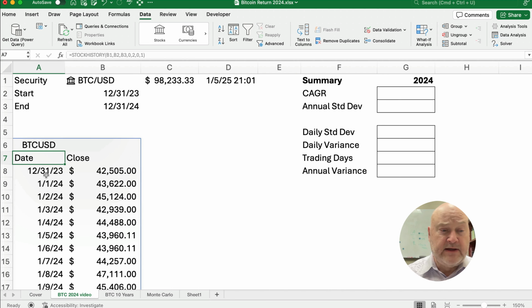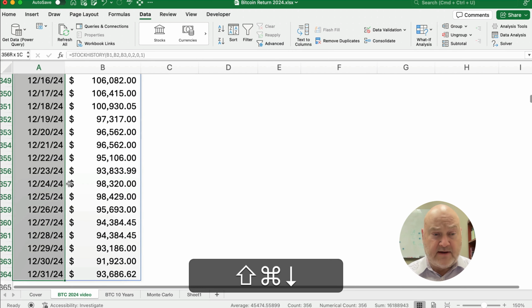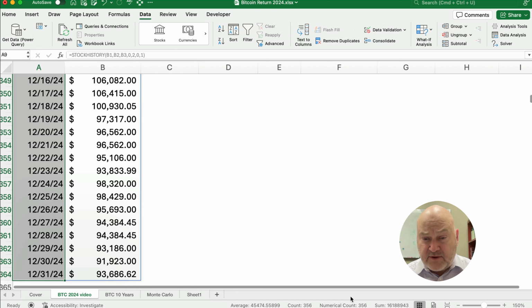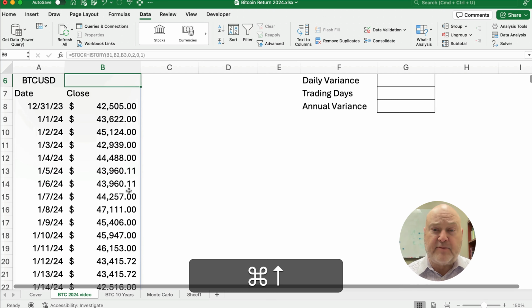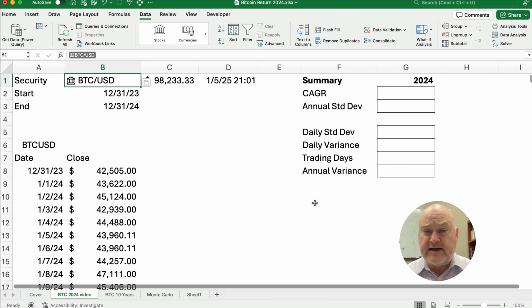So it's going to pull the date, December 31st, 23, and then every date that there's a close in 24. Bitcoin essentially transacts, buys and sells, 24 hours a day. So we essentially have 365 trading days. It may be slightly less. In fact, let's look. We can see, looks like it's 356 days we have the close. For some reason, we don't have all 365 days, but that's not a problem. We got 356 trading days.